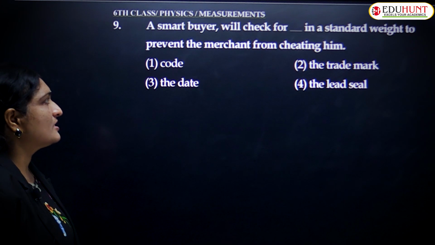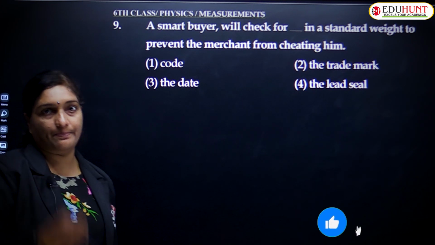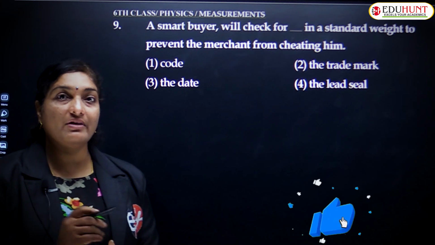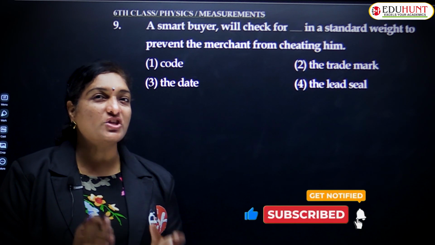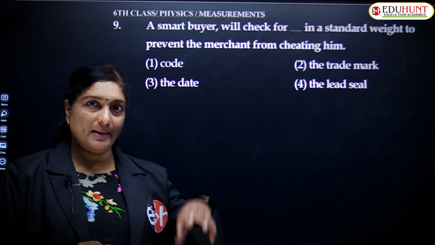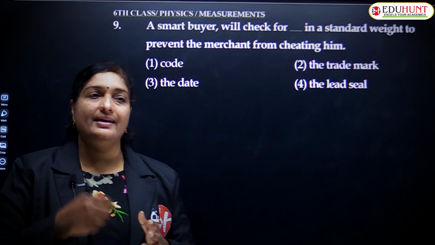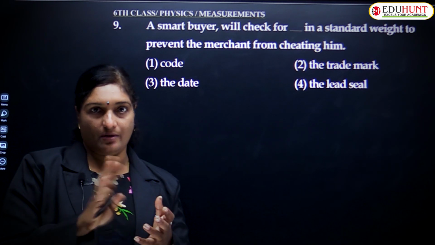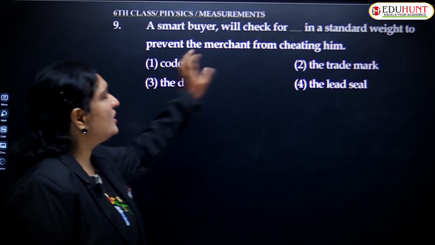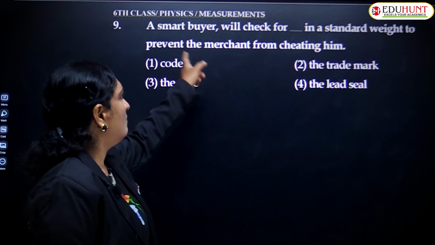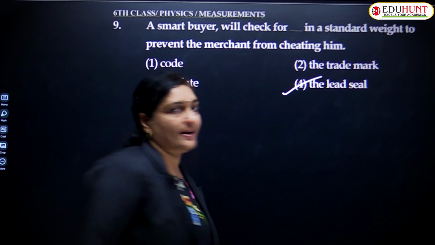A smart buyer will check the standard weight to prevent the merchant from cheating him. I told you that the lead mark, the lead seal, will be given by the government, and to cheat us, to measure the lesser weight, the shopkeepers and vendors will remove the lead part of whatever seal is given by the government. So the cheater shopkeeper, what they will be doing with the trademark is removing the lead seal from that.